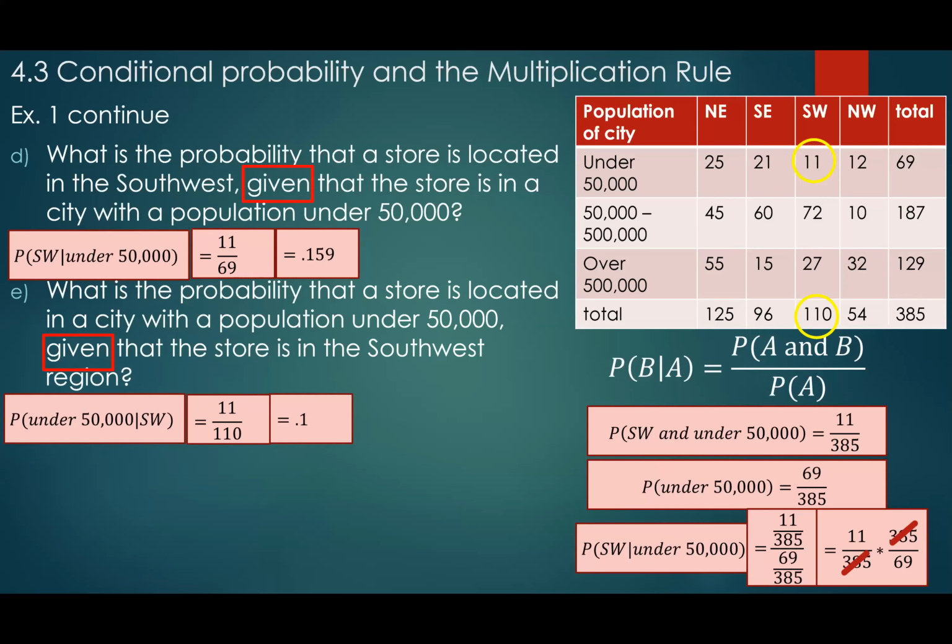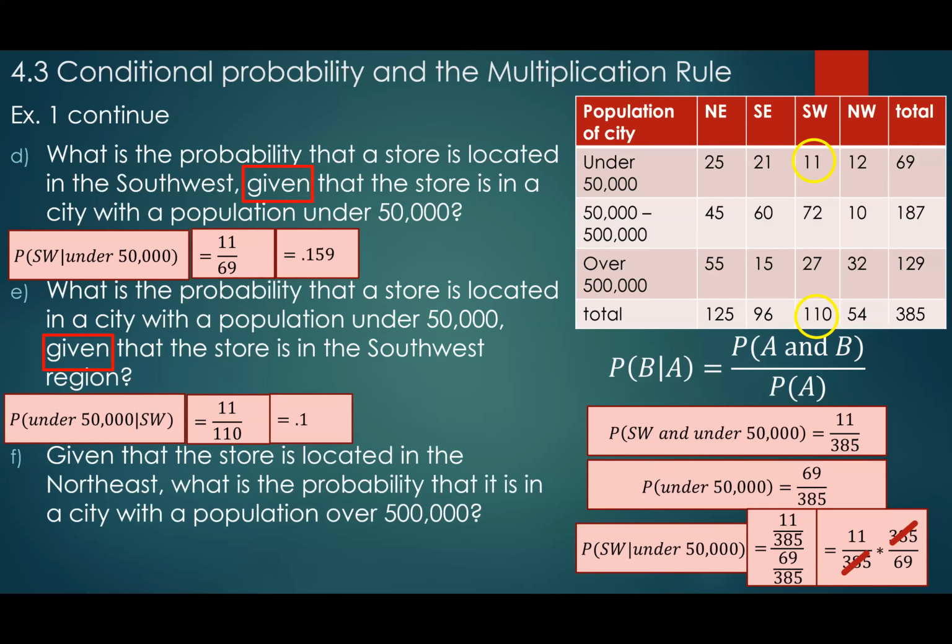Okay, so let's take a look at this one here. One thing is, on Connect Math, I think they give you a lot on the F item, where instead of saying what's the probability, they say given that a store is located in a northeast region, what is the probability that it is in a city with the population over 500,000? So let me ask you this question here.